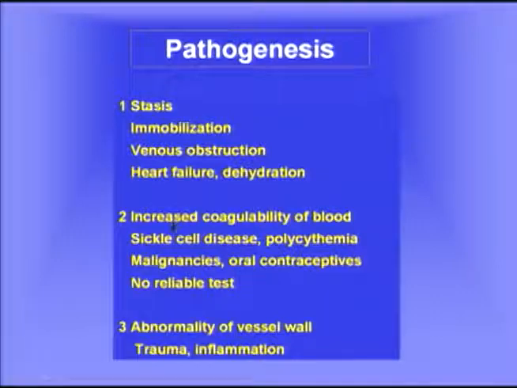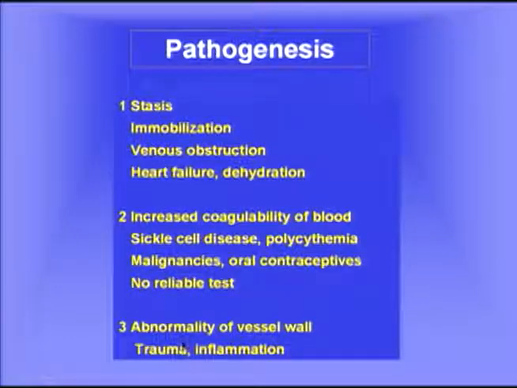There can be an increased coagulability of the blood. That occurs in some diseases, such as sickle cell disease. Polycythemia can cause this. In fact, at high altitude, when you get polycythemia, there's a concern about pulmonary embolism. Malignancies can do this, oral contraceptives can, and unfortunately there's no really reliable test of this increased coagulability.